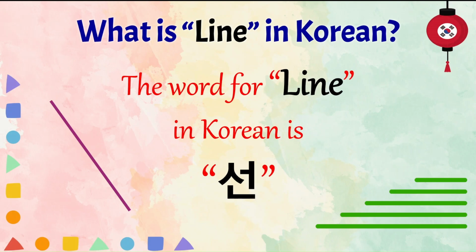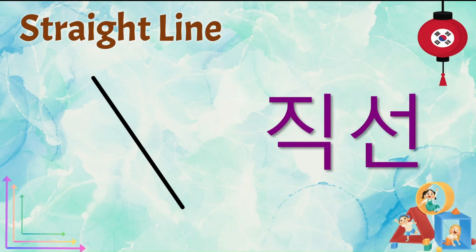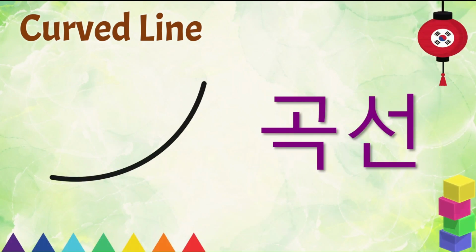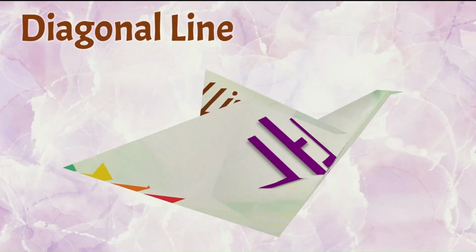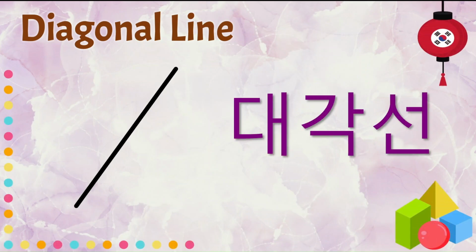Okay. So first comes straight line. In Korean, it is 직선. 직선. 선 means line, as we have seen earlier, and 직선 means straight line in Korean. Okay. Next comes curved line, and in Korean it is 곡선. 곡선. Now let's move ahead and see the Korean word for diagonal line. So in Korean it is 대각선.